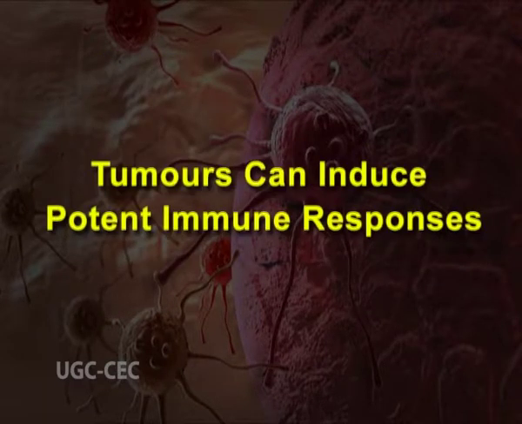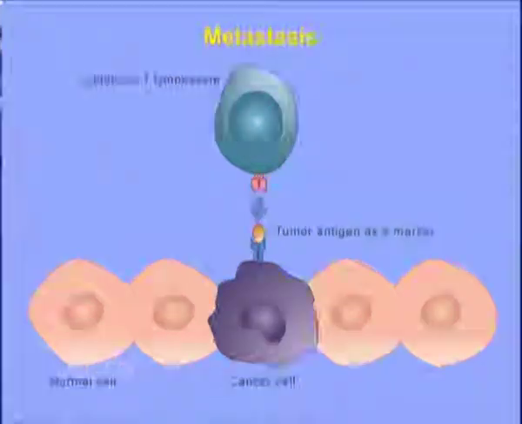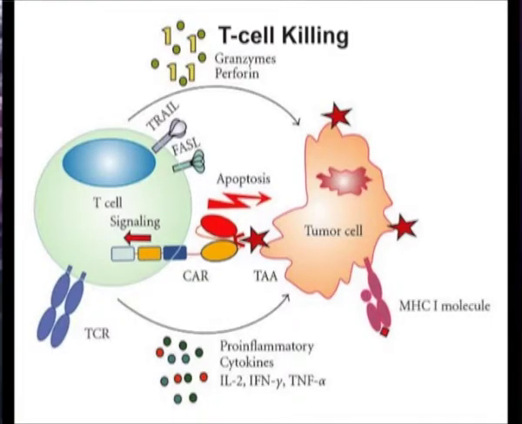Tumors can induce potent immune responses. Tumor antigens can induce both cell mediated as well as humoral immune response. Cell mediated immune response is known to play a major role in destroying the tumor cells. The tumor cells exhibit MHC on their surface. The cells present tumor antigen fragments on self MHC. These antigen fragments are recognized by the T cells. The T cells get activated and differentiate into cytotoxic T cells. The activated T cells destroy the tumor cells.